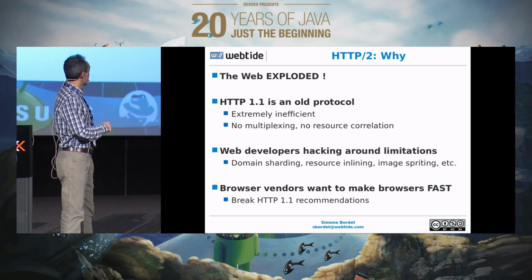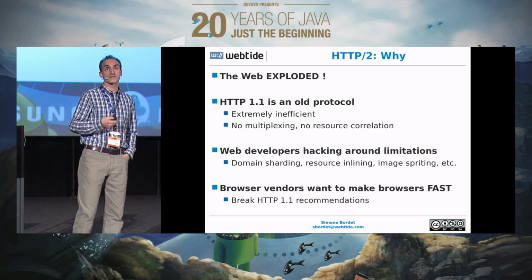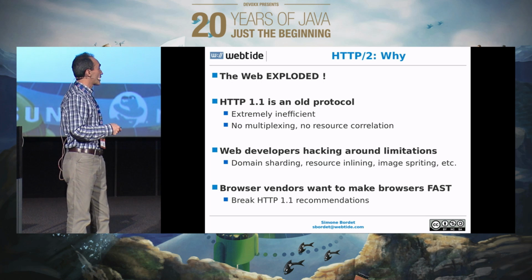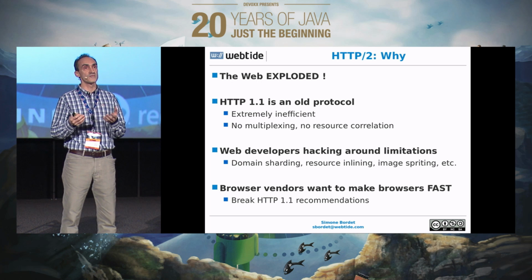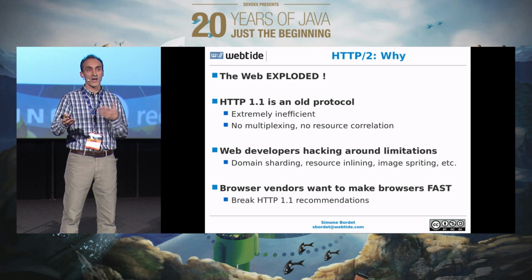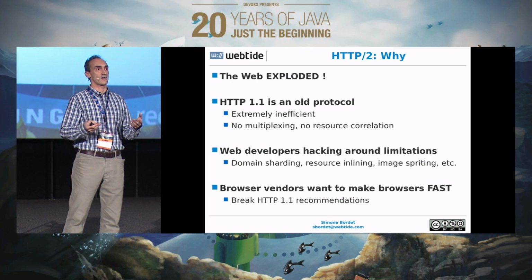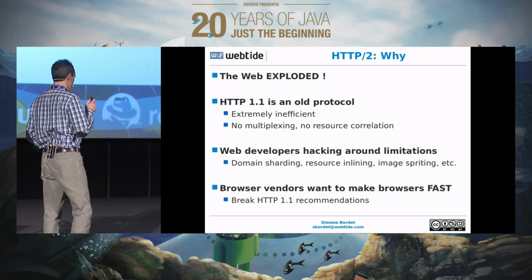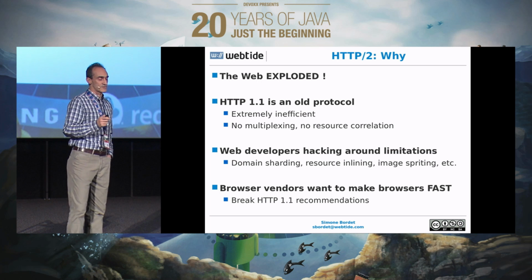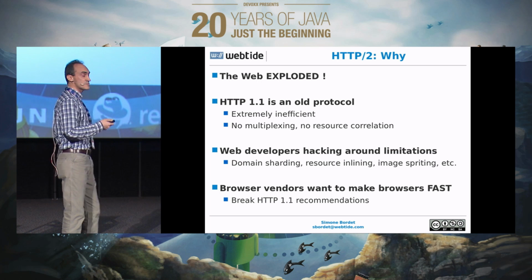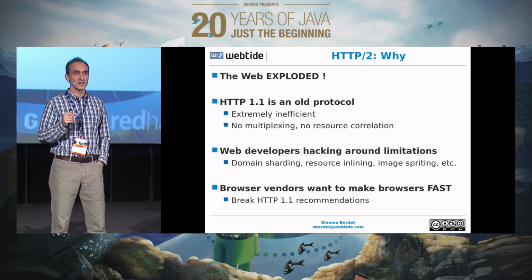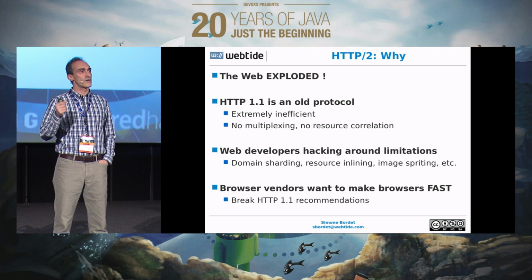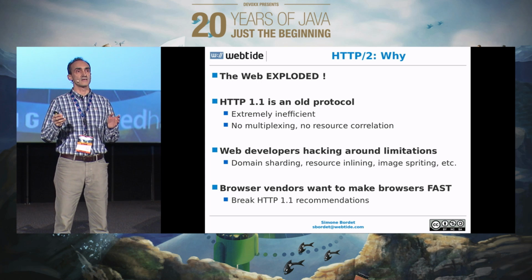Browser vendors, Chrome, Firefox, Internet Explorer, want to make the browser super fast. They want to be able to render the page as fast as possible to improve the user experience. There's been a race to become the fastest browser around, and in order to achieve this goal, they are breaking the HTTP 1.1 recommendation. One of these recommendations is that you can only open 2 connections on a single domain. That's what the HTTP 1.1 protocol says.